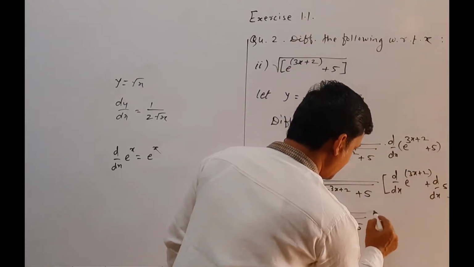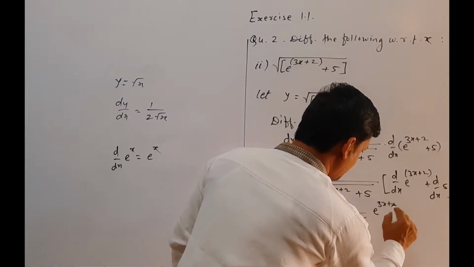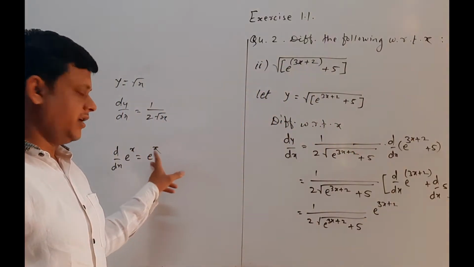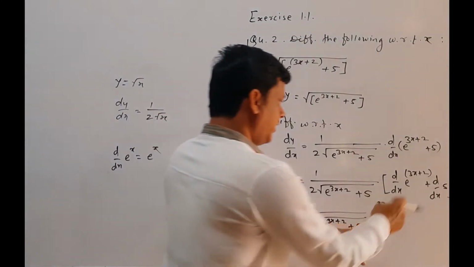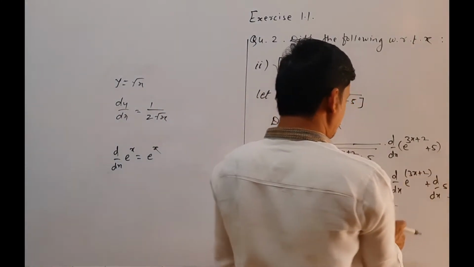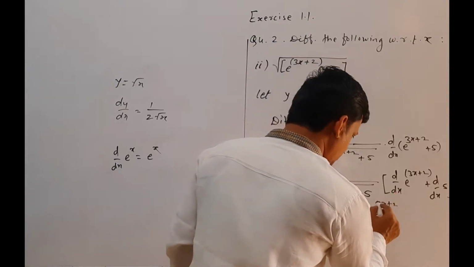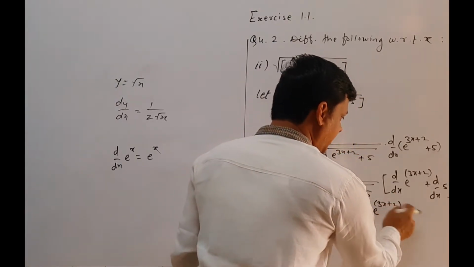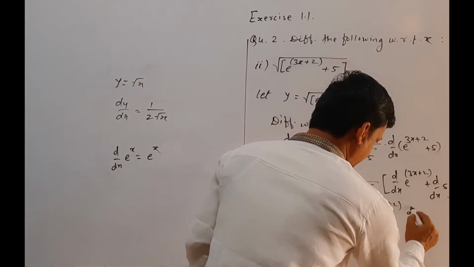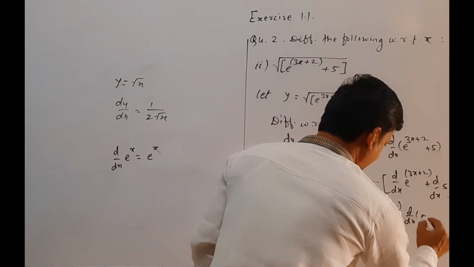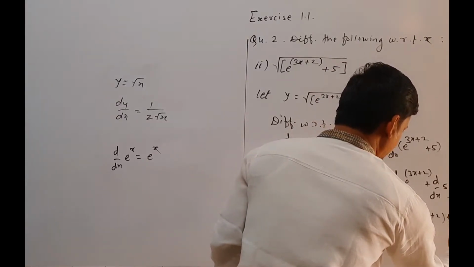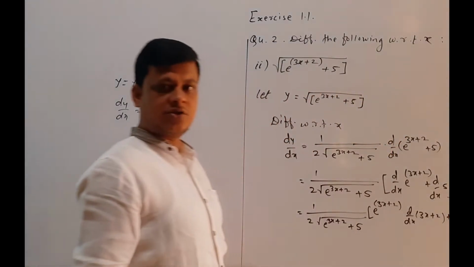So we write here e raised to the power 3x plus 2, because the derivative of e raised to the power x is e raised to the power x. So we write the derivative of e raised to the power 3x plus 2 as e raised to the power 3x plus 2. Then we have to find the derivative of this 3x plus 2. So we write in multiplication d by dx of 3x plus 2, and the derivative of 5, a single constant, is 0.